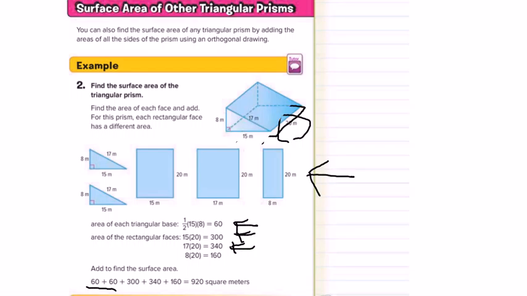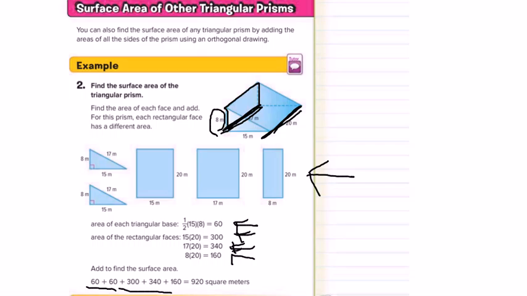And then lastly, you have the rectangle on the back side, which would be over here. And you can see the length and the width of that would be 8, and this bottom part would be equivalent to this side, which would be 20. So 8 by 20, which would give you 160.